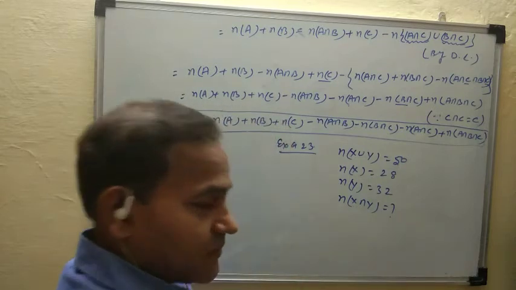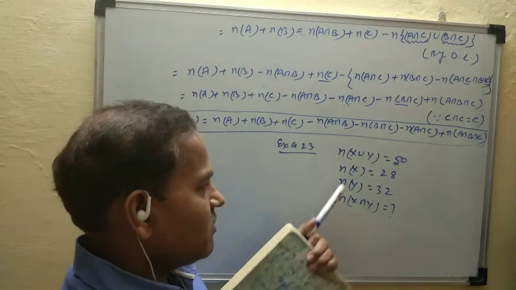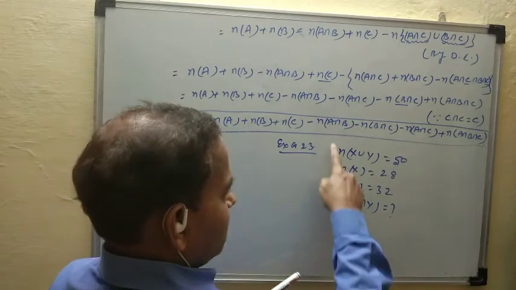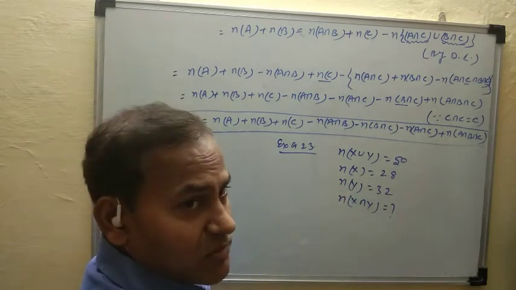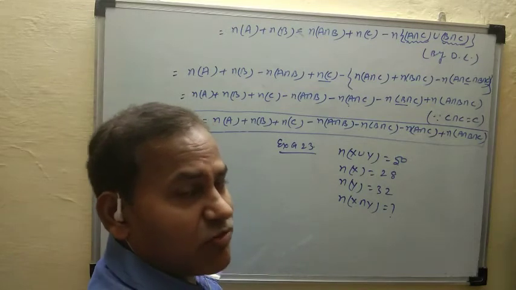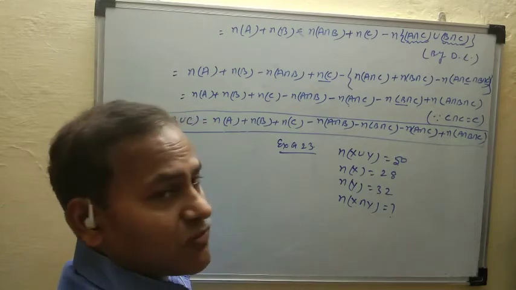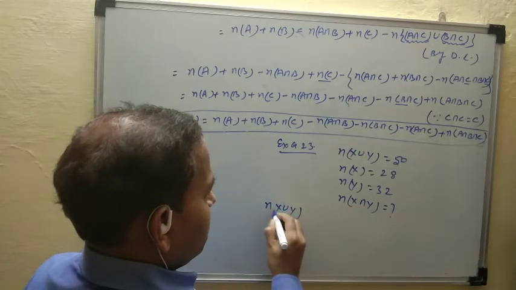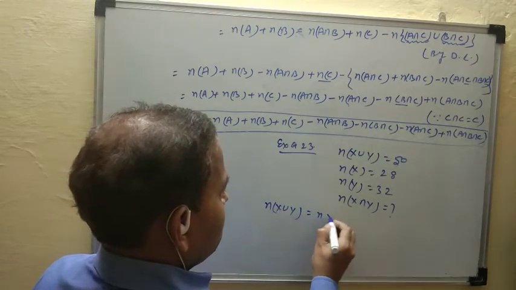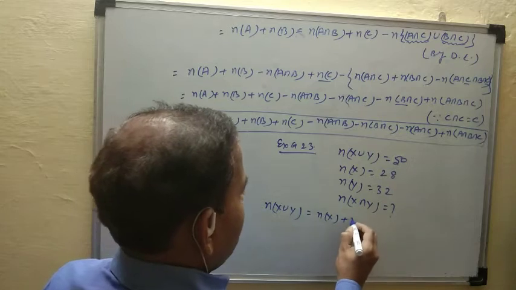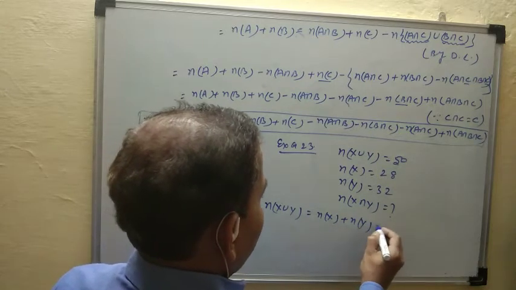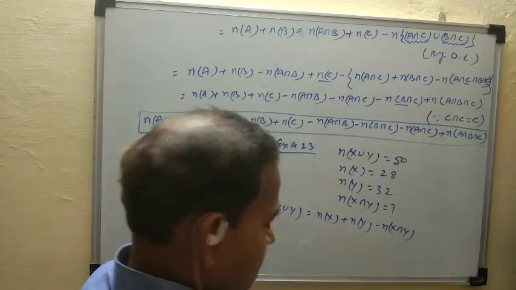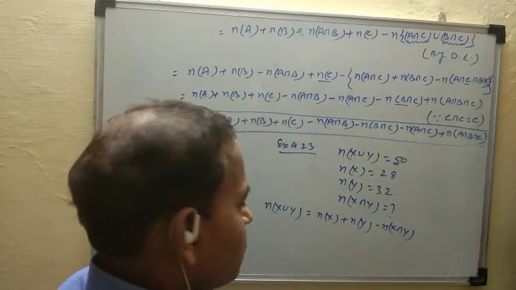This we have to find. So use the formula for number of X union Y. Here, of 4 terms, 3 are given, find the 4th term. So use the formula: number of X union Y is equal to number of X plus number of Y minus number of X intersection Y. Put all these values.